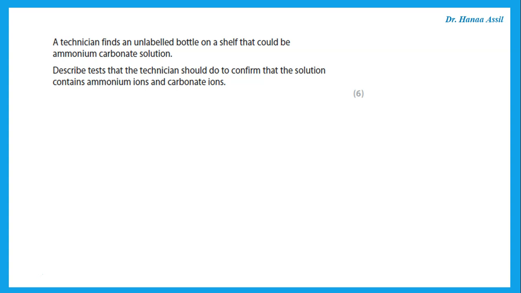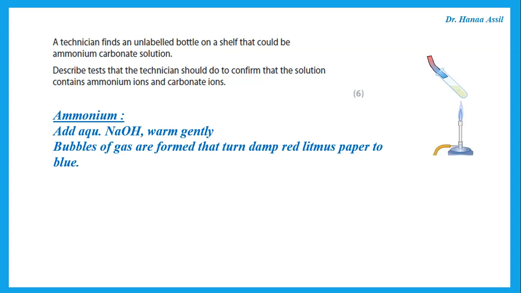A technician finds an unlabeled bottle on a shelf that could be ammonium carbonate. Describe tests that the technician should use to confirm that the solution contains ammonium ions and carbonate ions. So how do we test for ammonium? Remember, add aqueous sodium hydroxide and warm gently. Bubbles of gas are formed that turn damp red litmus paper to blue. This is because a base with an ammonium salt gives ammonia gas.